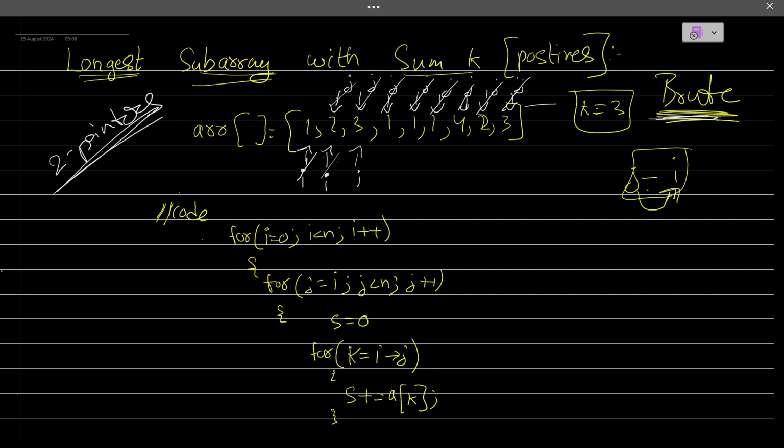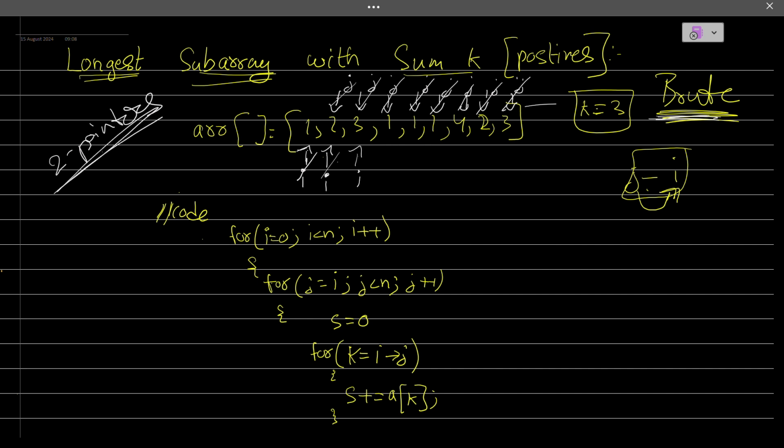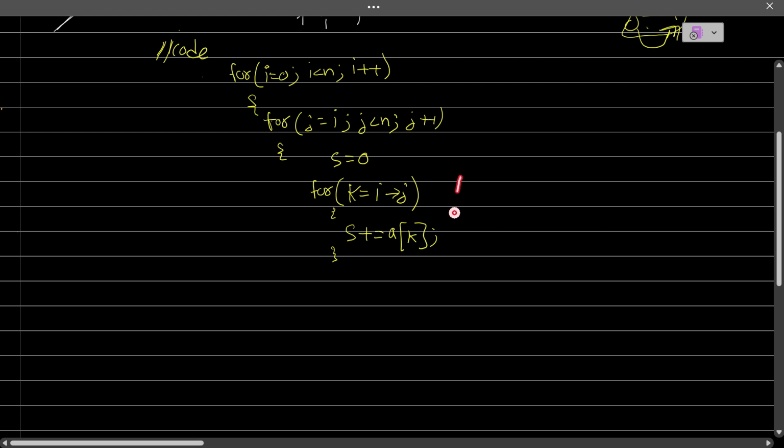When the sum becomes k equals 3, then we get the length of that subarray. Then we get the length of the longest subarray. That's what we should return, right? So this is for finding the summation of the subarray.